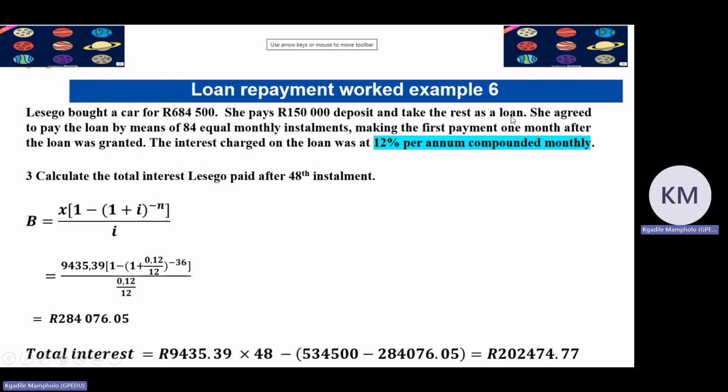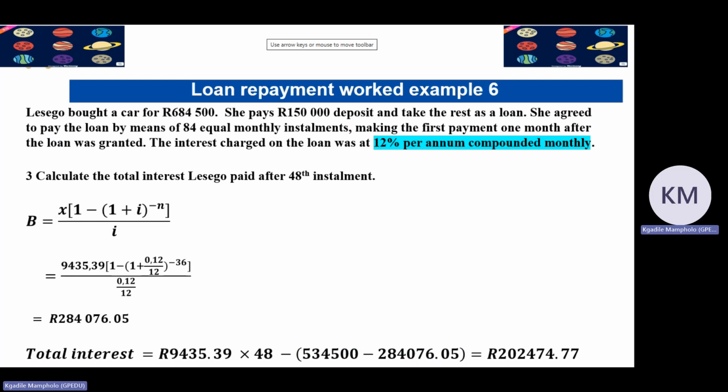Remember, Lesotho was supposed to make 84 equal monthly installments. We are calculating the outstanding balance after the 48th installment. Then you say 84 minus 48, then your n will be 36. This will still be the installment, and the interest is still the same. This is the amount that Lesotho will be owing just after he has made the 48th installment.